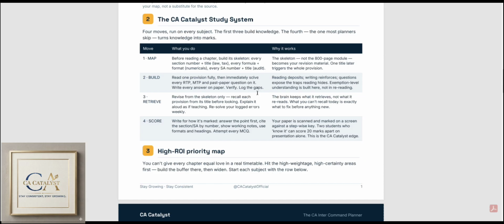Fourth one, the very final and very important thing that will convert whatever you have studied in 1, 2, 3 into marks. Write for how it is marked. That means whatever you have studied, you need to write it point-wise. Cite the section.